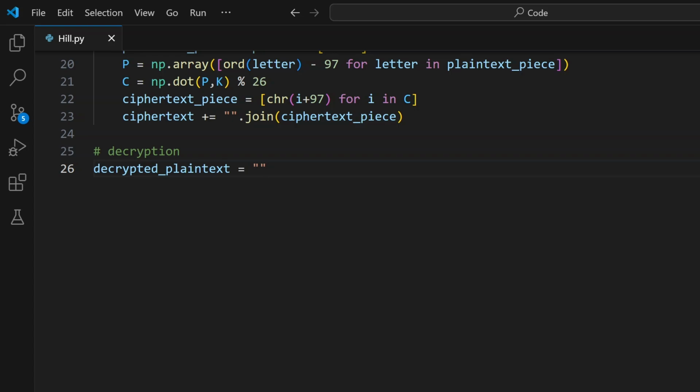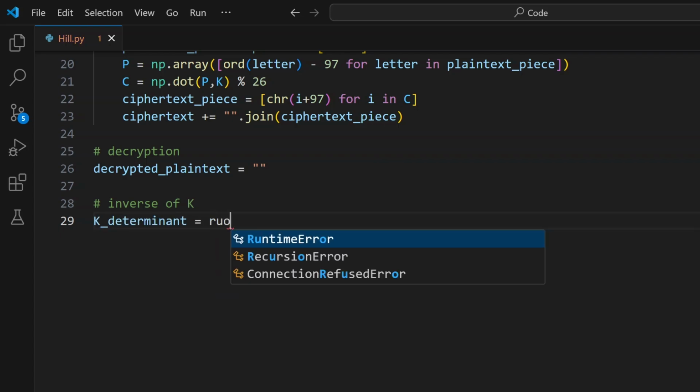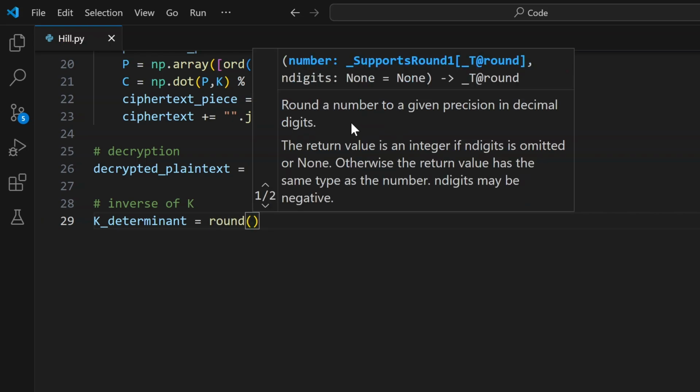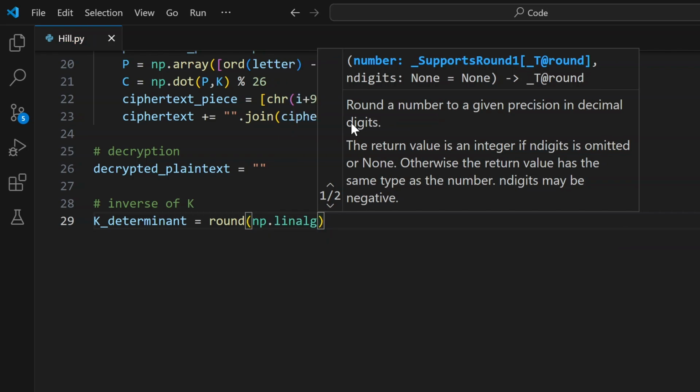So decrypted plaintext, then let's find the inverse of K because that's what we're going to use the most. Well, this is the most important part of the algorithm. So we're going to find the determinant of K, determinant, that's what I'm going to call it. And we want to make sure that it is rounded. So that's why I have that there. And I'm going to find the determinant using this numpy function.